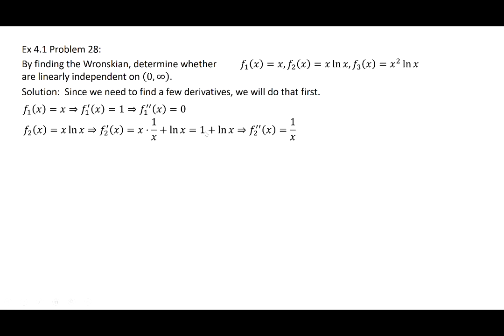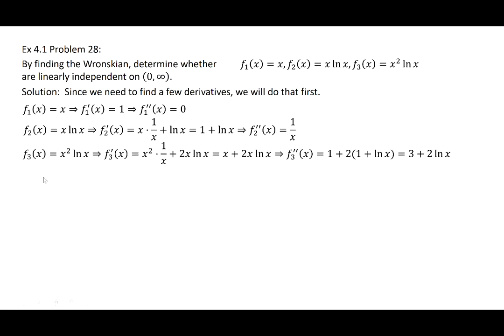Then, to get f2 double prime, take the derivative of the first derivative. Derivative of 1 is 0. Derivative of natural log of x is 1 over x. Cool. Similarly, for f3 of x, you figure this out. Trust me, this is right. So we found all the derivatives and everything, and we are ready to plug in.